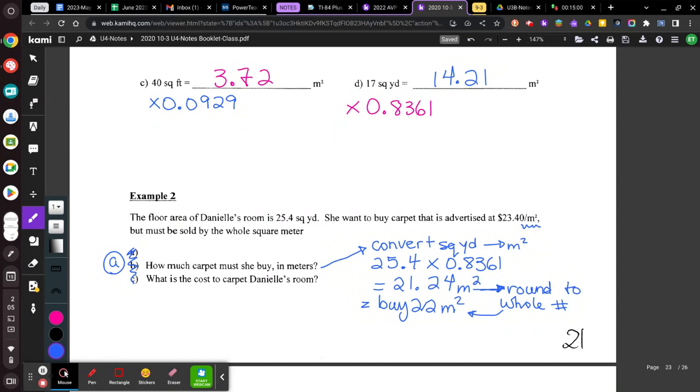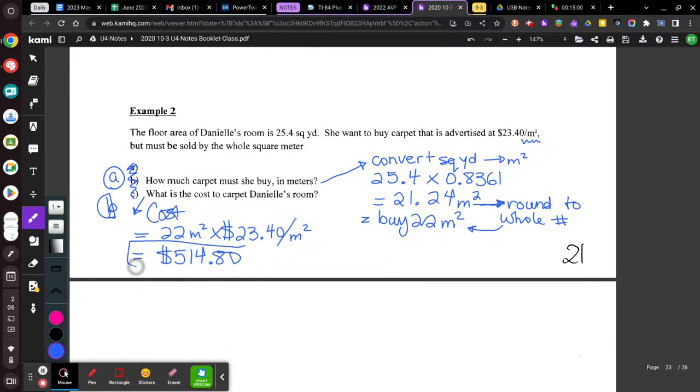So what's that going to do? Well, you need to take 22 and times it by the money. So for part B, what is the cost? That's going to be 22 meters squared times $23.40 per meter squared. So you're multiplying that all together, and that's going to cost you $514.80. That's how much that carpet's going to cost.